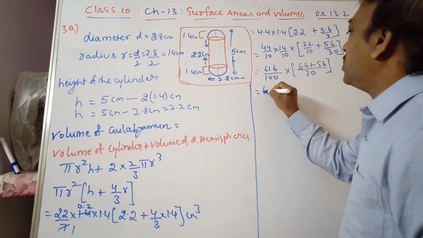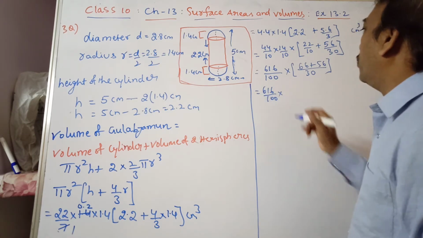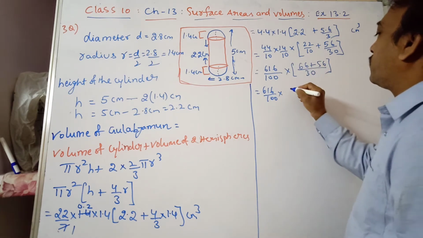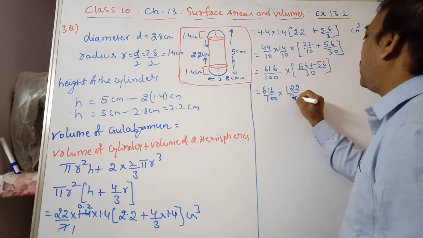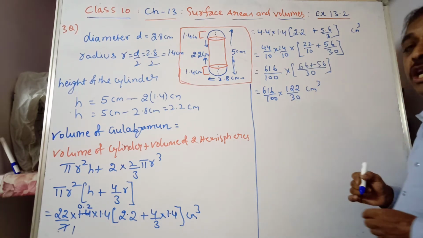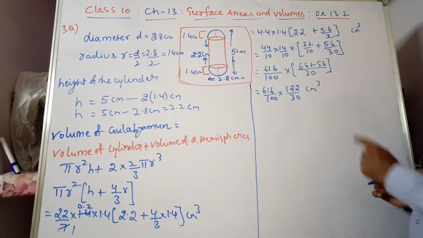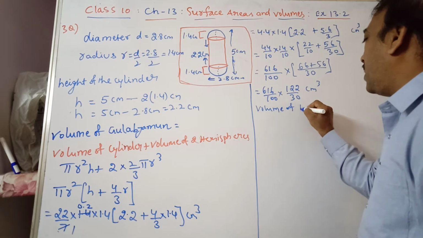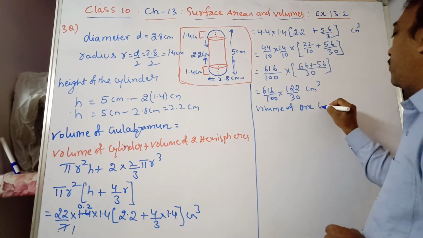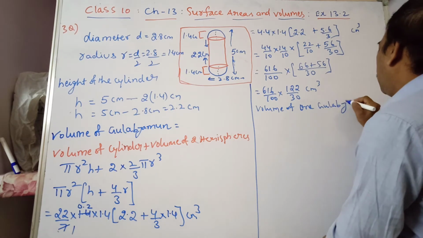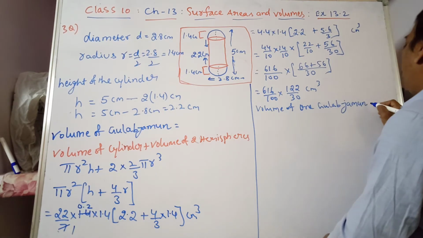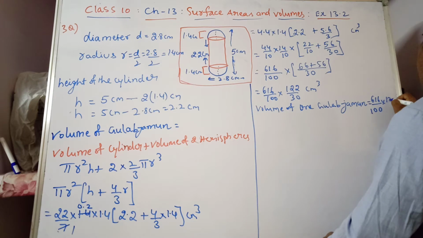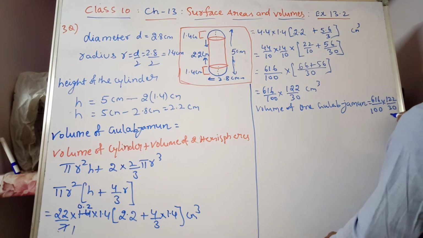which equals 616 by 100 into 66 plus 56, which gives 122 by 30 centimeter cube. This is the volume of 1 gulab jamun. So the volume of a gulab jamun is 616 by 100 into 122 by 30 centimeter cube.